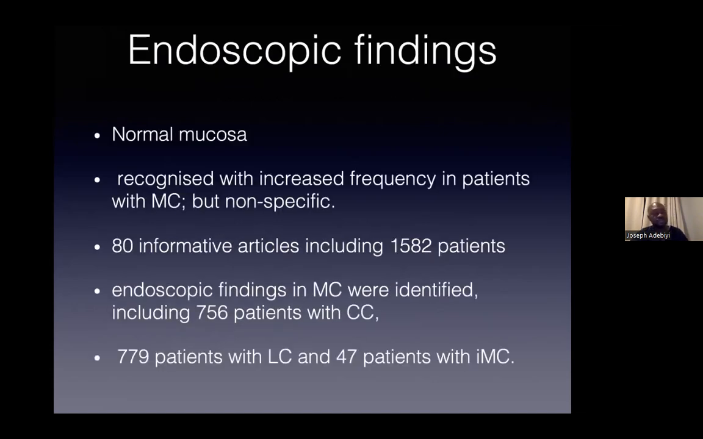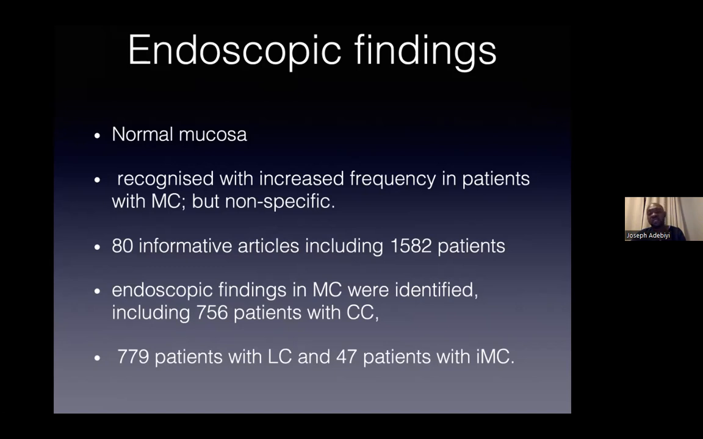So what are the usual endoscopic findings in those patients? Most times it's normal mucosa that you would find. But there has been increasing recognition of patients who have macroscopic features on endoscopy, but these features are usually non-specific.